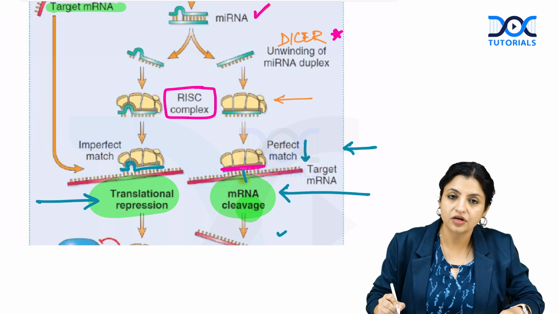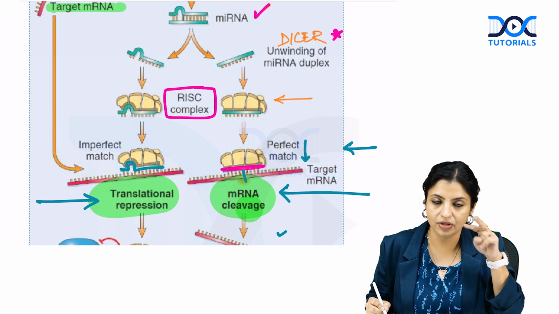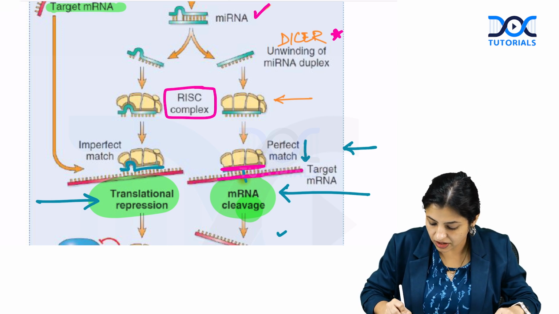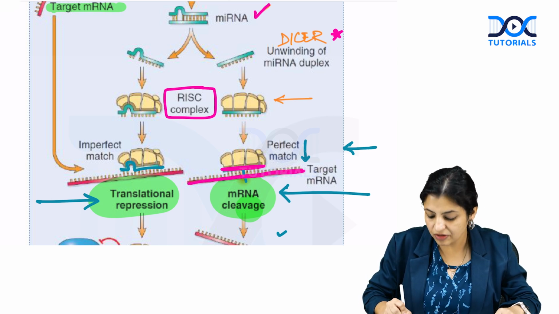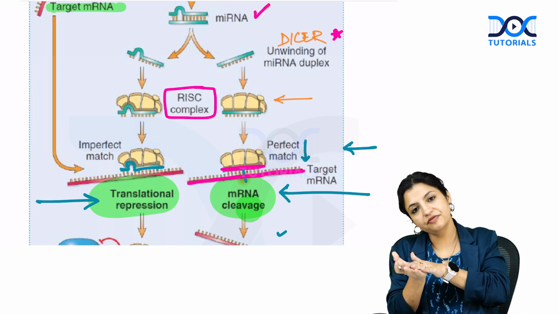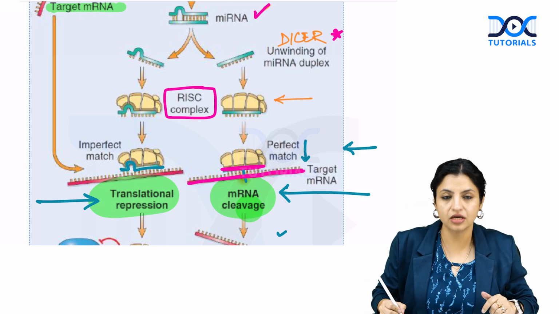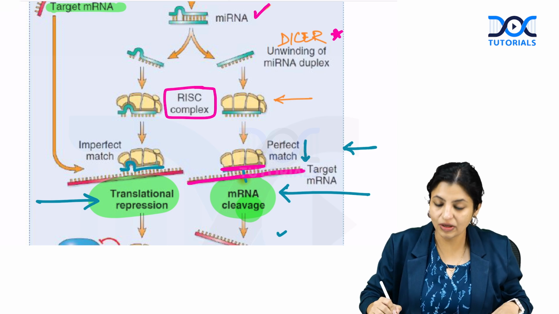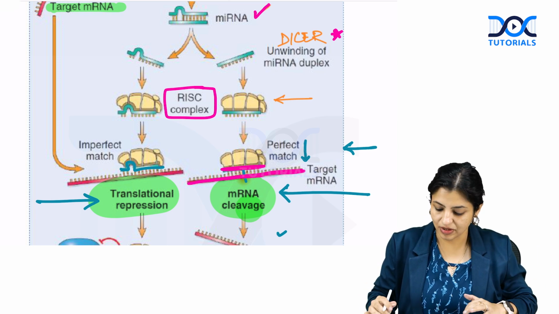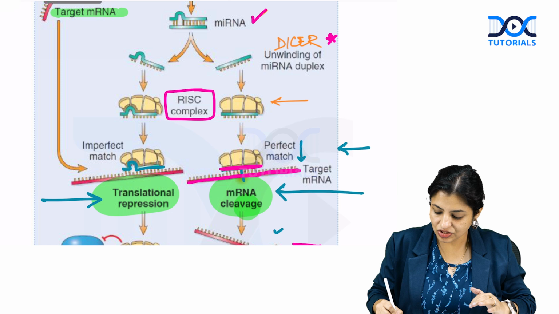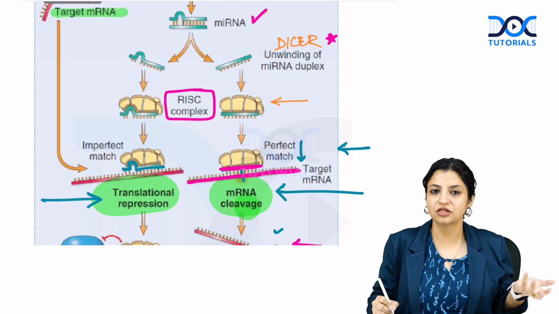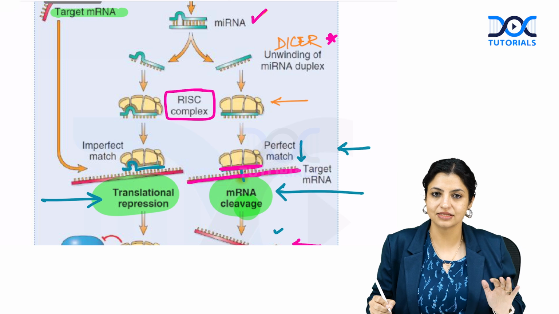Now there can be two things which can happen. One, this microRNA can be a perfect match to the target mRNA. If it is a perfect match, it will cut this mRNA and the sickle cell RNA is gone. Imagine that this mRNA is a sickle cell mRNA and it is cut and gone. Now if there is no sickle cell mRNA, there are no sickle cells in the peripheral blood and you're cured of sickle cell disease.